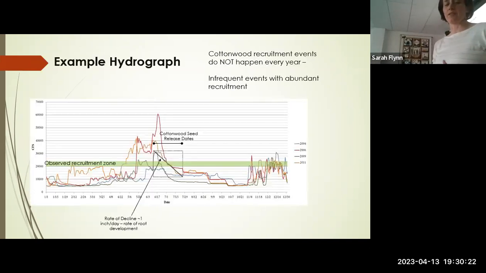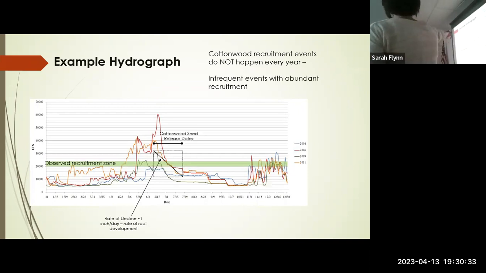So this is what that looks like for a hydrograph. The lines are flows, CFS, cubic feet per second, throughout a year. And the big peak in the center is the spring freshet where we have flooding. The box in the middle, the left and the right bands, are the cottonwood seed release timing during the year.